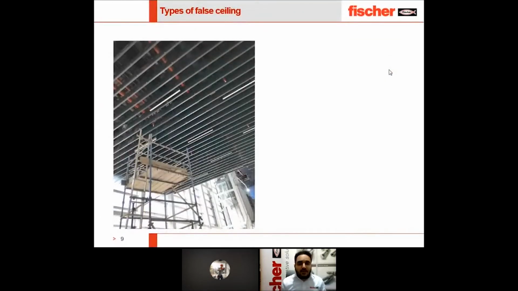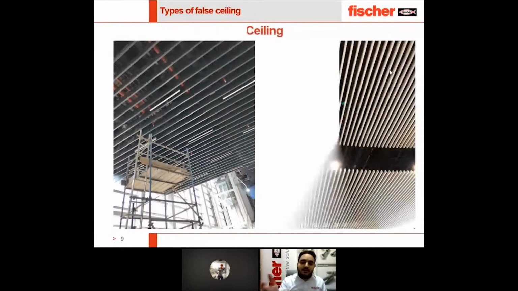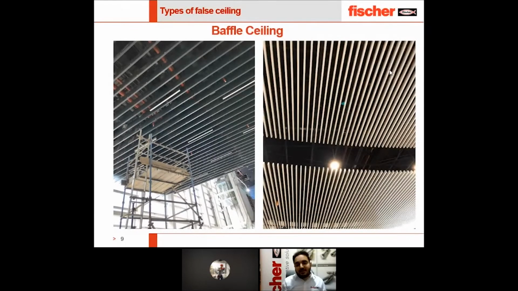First of all, I want to start with the types of false ceiling. We have many types of false ceiling. This false ceiling, we call it a baffle ceiling. This consists of aluminum slats supported on runners in the longitudinal and transverse direction. Also, we have a limitation on the supporting hanging points, so we need to take care about this topic.